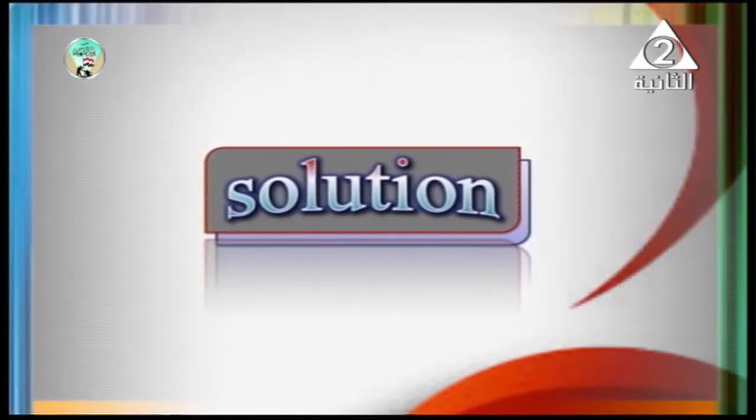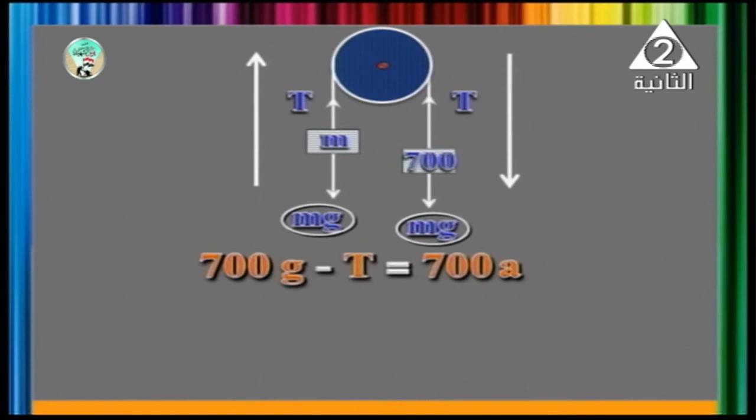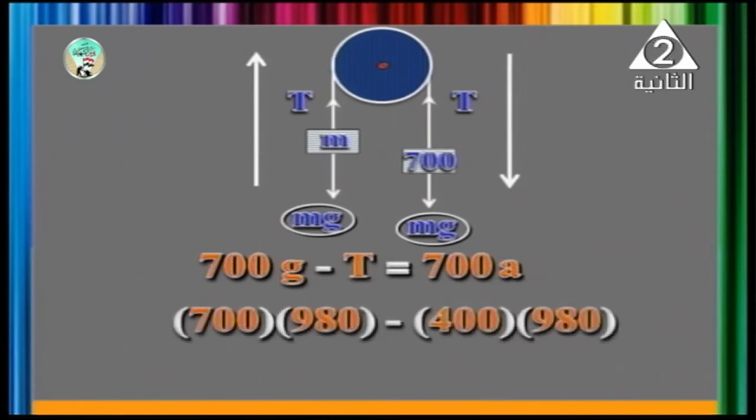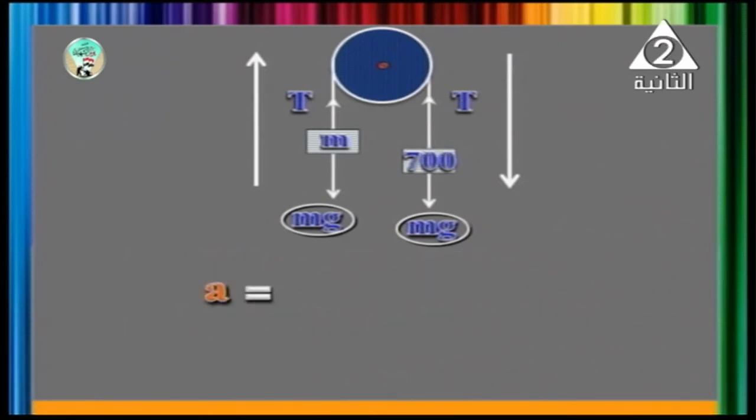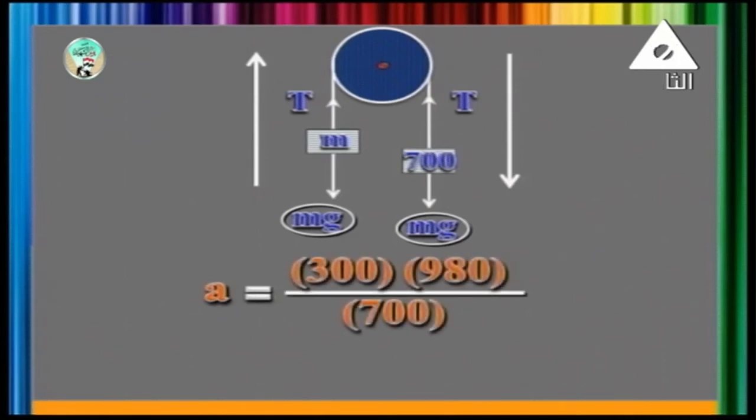My dear student, look at the two equations. We know that 700 gram minus T equals 700 A. Then by substitution about gram and about tension, we find the value of A. Then we deduce that the acceleration is 420 centimeter per second square.